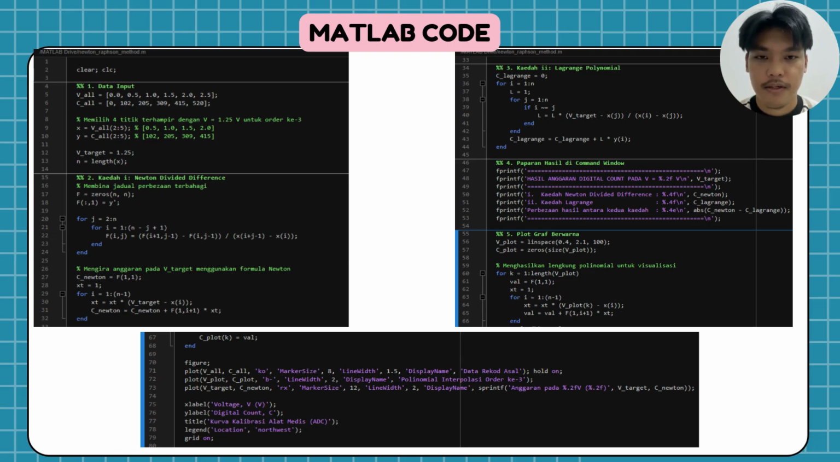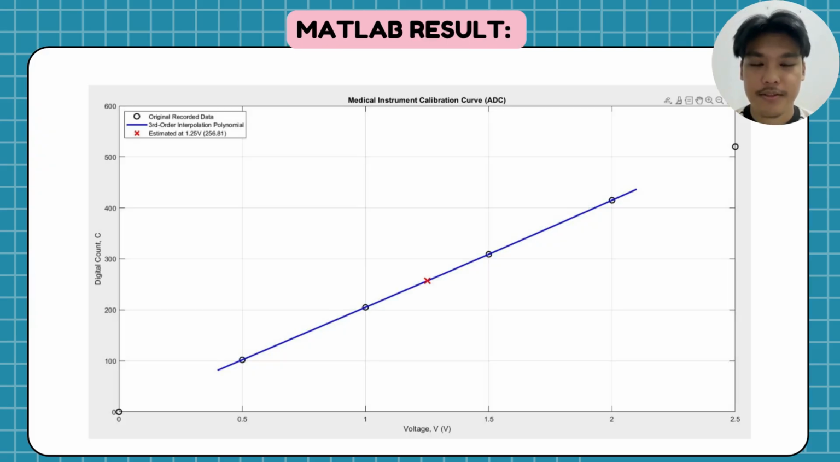Then, it applies both the Newton divided difference method and the Lagrange method to estimate the digital count at 1.25 volts. Finally, MATLAB displays the interpolated result and generates a graph to visualize the calibration curve. This allows us to verify that MATLAB results are consistent with calculation. These slides show the MATLAB result in graphical form.